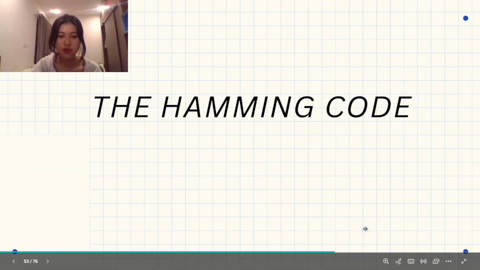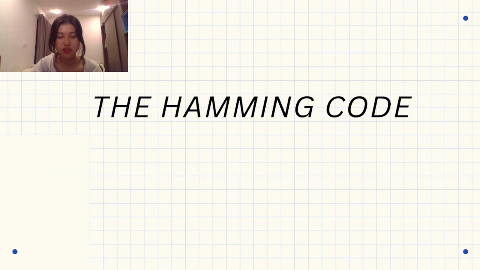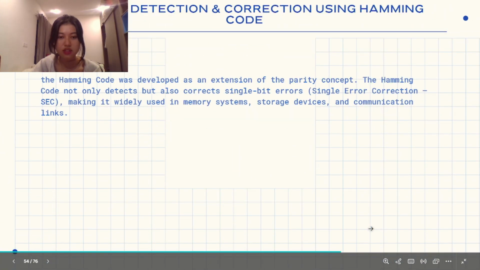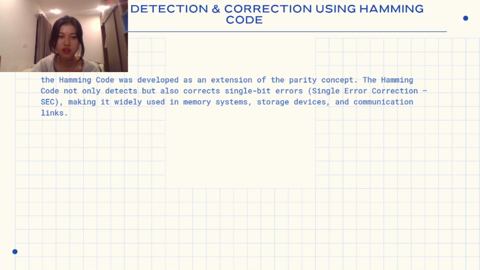From the previous part, you already know that during transmission, a bit has the ability to flip from 0 to 1 or 1 to 0. And the parity code can only detect the error, but it doesn't know where the bit error actually is. This is the reason that the Hamming code was born. The Hamming code was developed as an extension of the parity concept. It will not only detect but also correct single-bit errors, so it is widely used in memory systems, storage devices, and communication links.